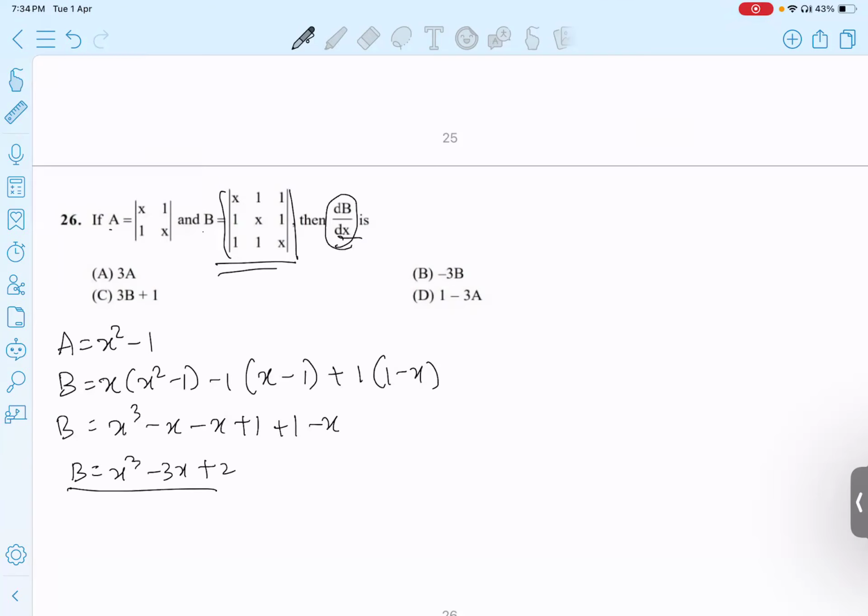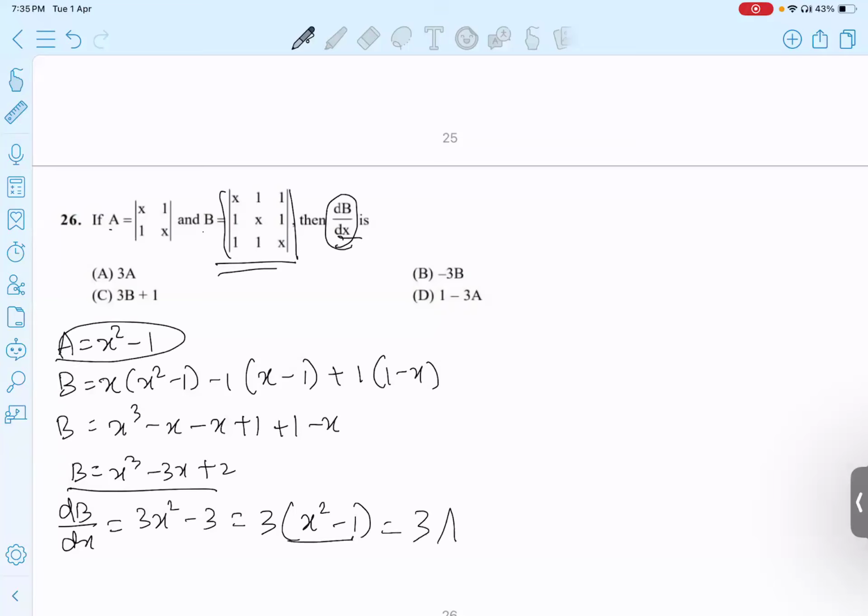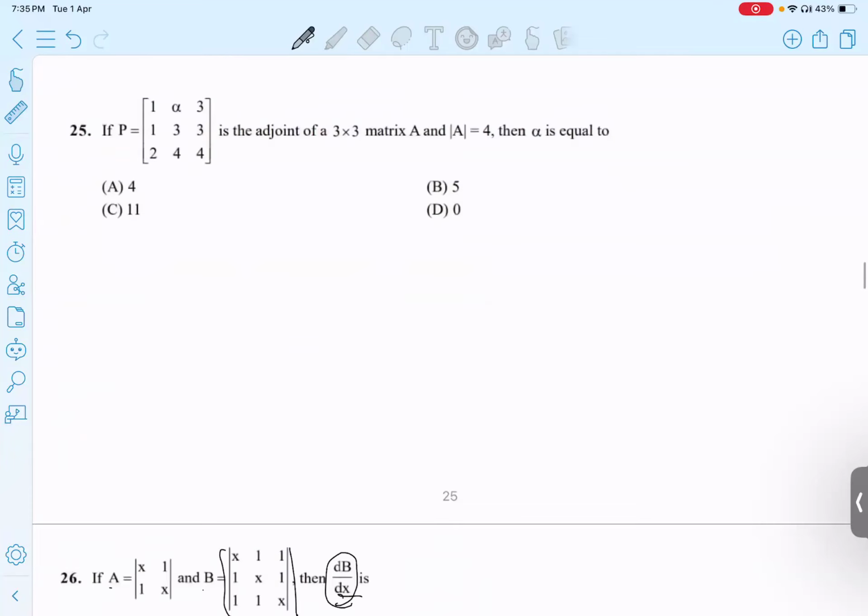We have to differentiate this B with respect to x. If we do so, we'll get 3x square minus 3. And if I take 3 as common, we'll get x square minus 1. 3 into x square minus 1 is A. So 3A is the required answer. Fine. Moving on to the next question.